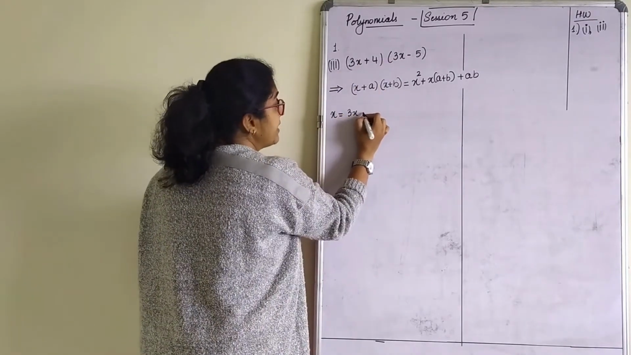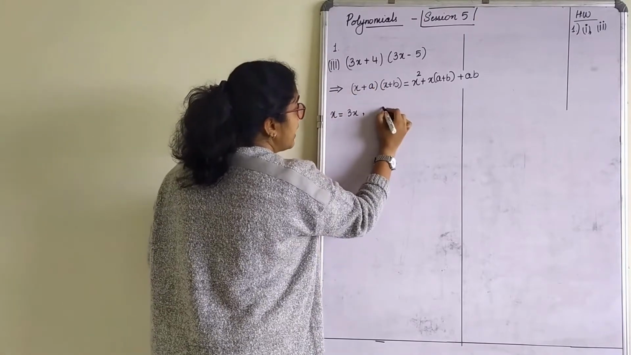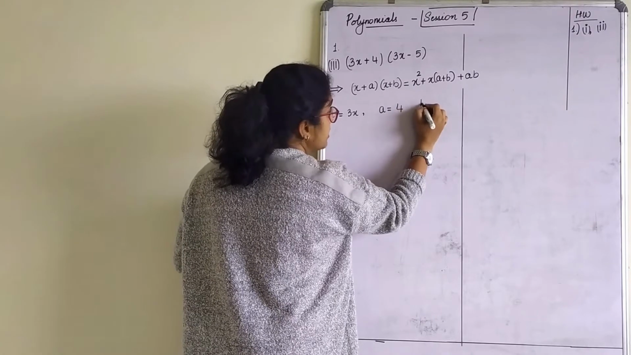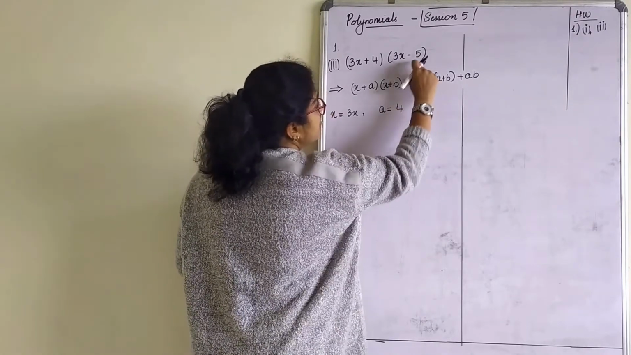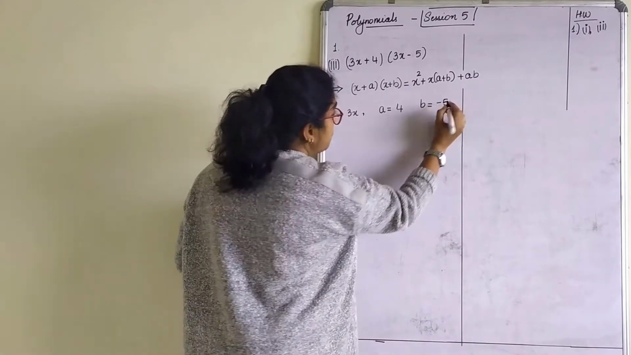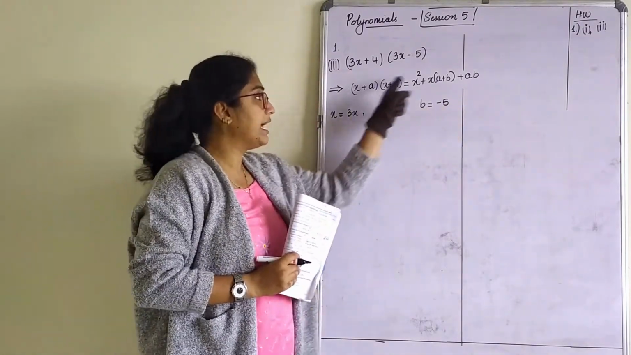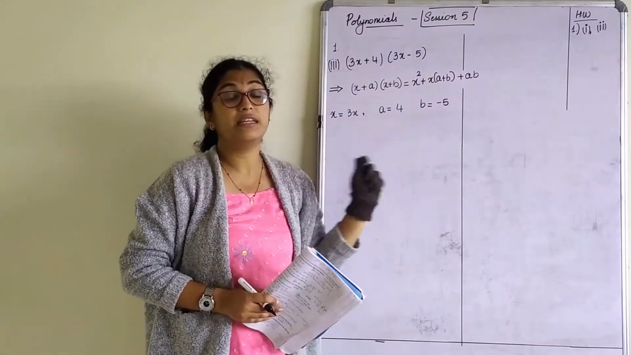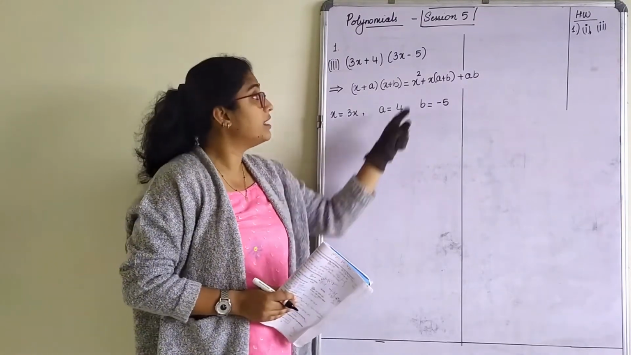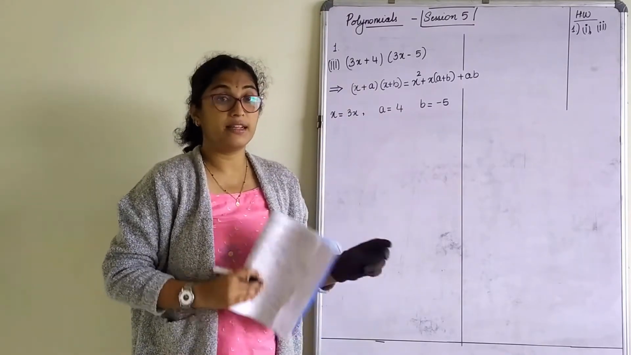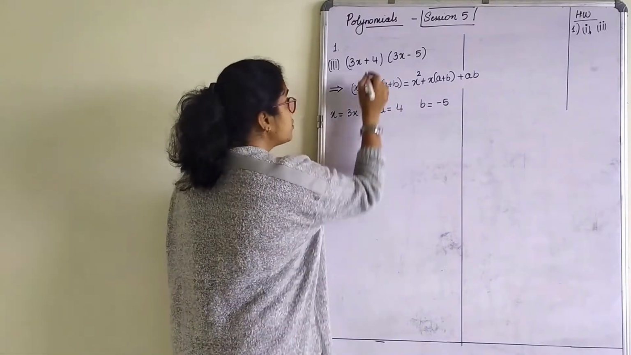3x. You need to identify that. What is your a? a is equal to 4. What is your b? It is plus b, but here b is minus 5. If you identify the correct identity and write what is given, your work is only to substitute in the given identity. Your work is very easy there. So this step is over.